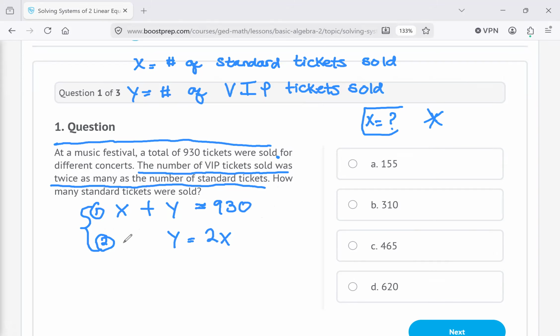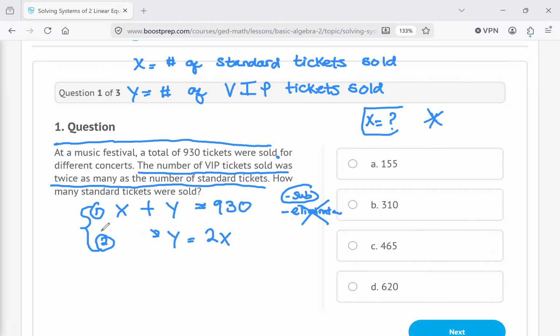So that's one thing you need to know: figure out what you're solving for. And then you have to figure out how to solve this. Should I use substitution or elimination? That's the next part you need to ask yourself. Well, I noticed that one of my equations has a letter by itself, y equals 2x. So that's how I know I'm going to do substitution. I'm not going to do elimination because I have one of the letters by itself.